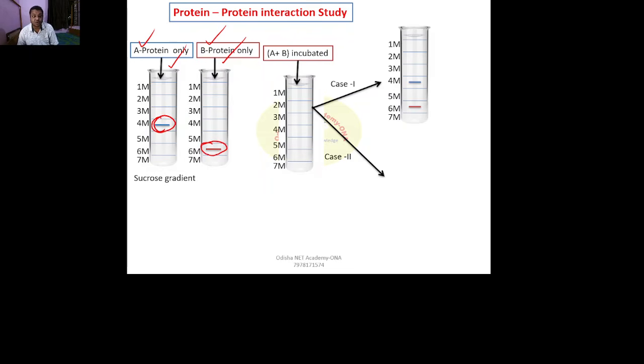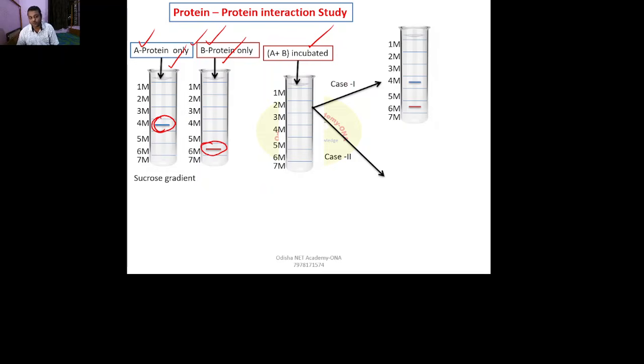These are reference or control for you. Now come to the real experiment. So you keep A and B solution together, provide them with appropriate incubation time, and after incubation time, run them through density gradient centrifugation.